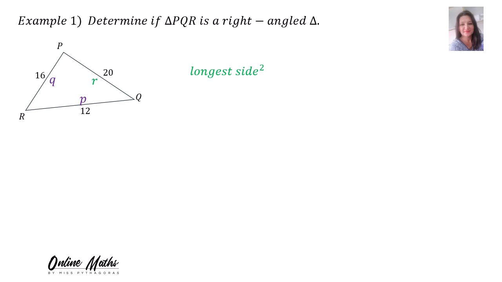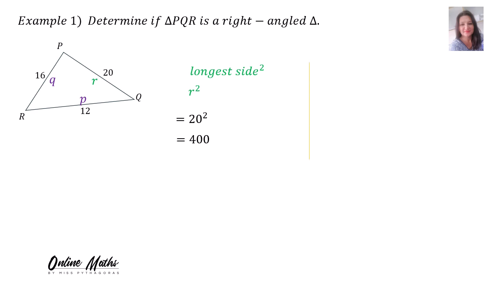Remember, the longest side is the hypotenuse in a right angled triangle. So we will do r squared. We will work out the value. R was 20. So 20 squared means 20 times 20, which is 400. Now then, this is the left hand side of your equation.